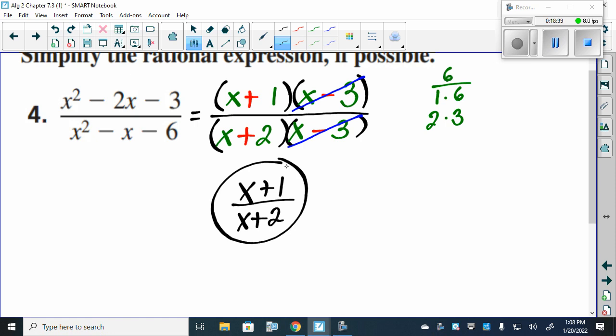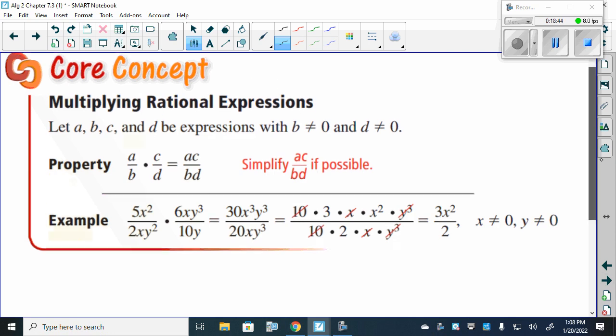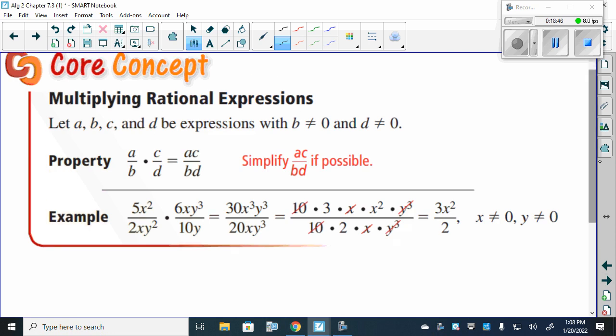All right. Let's look at the next part, multiplication, multiplying these two together. Caleb, pay attention.